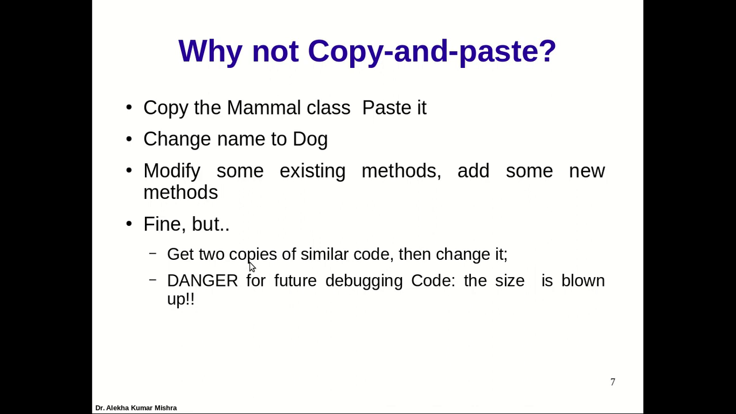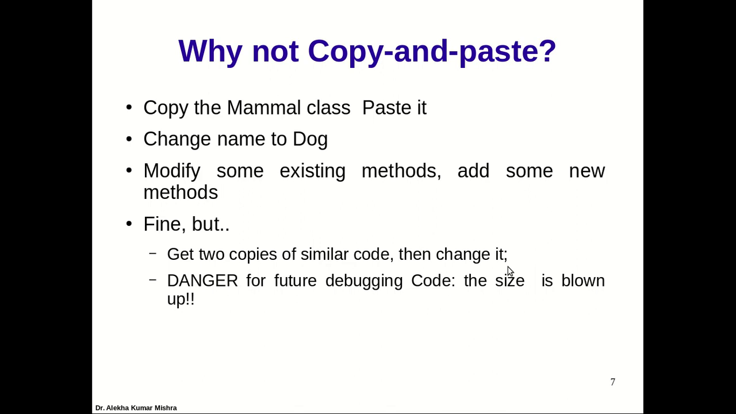Now, the question is, why not copy and paste? If we are discussing the concept of reuse, why not copy and paste? What we can do is copy the mammal class, paste it, change the name to dog. Yes, we can do that, and modify some existing methods, because there may not be exactly the same method used here. So let us modify some of the methods and add some new methods. Okay, so done, fine. But the problem is that we had to get two copies of similar code and then change it. Indirectly, you have to copy and paste and make some changes.